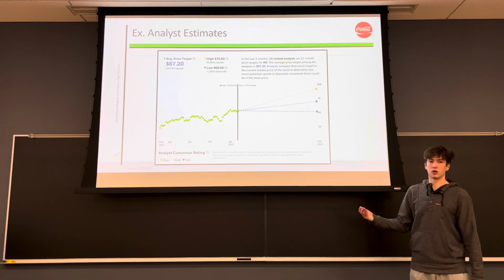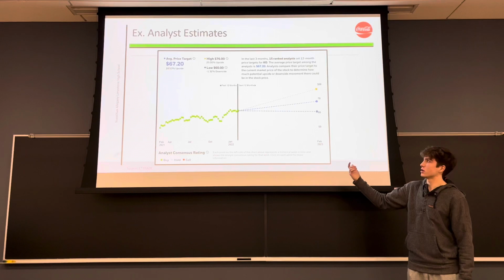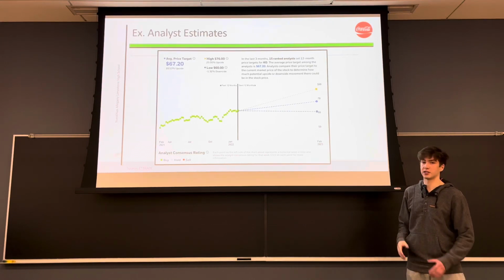And then this would be an example of the analyst estimate. So as you see top left, this analyst had a price target of $67.20. So that is just what it thinks this stock is going to go to.